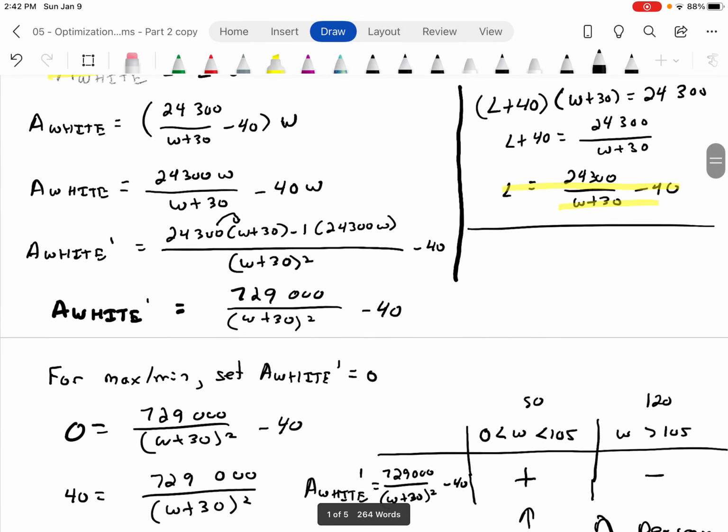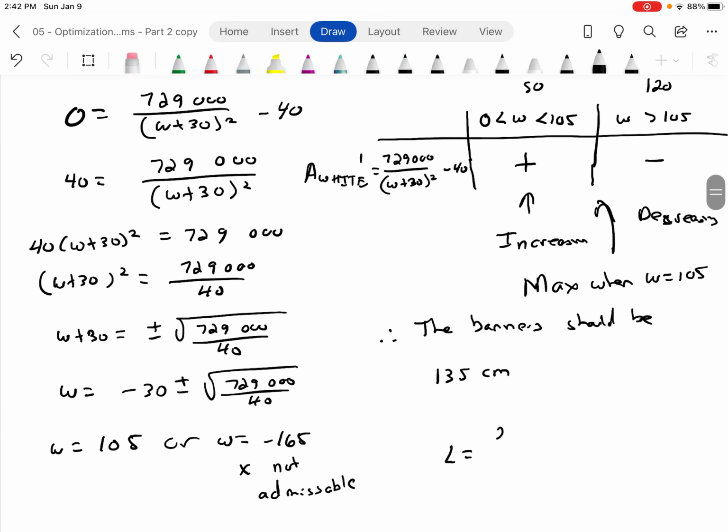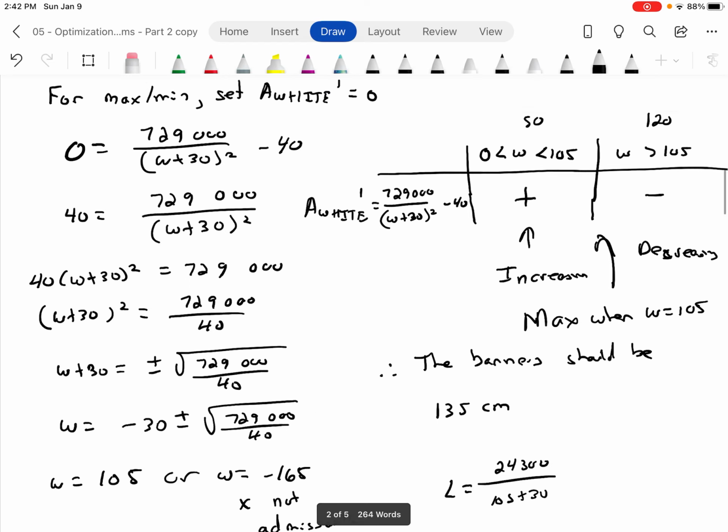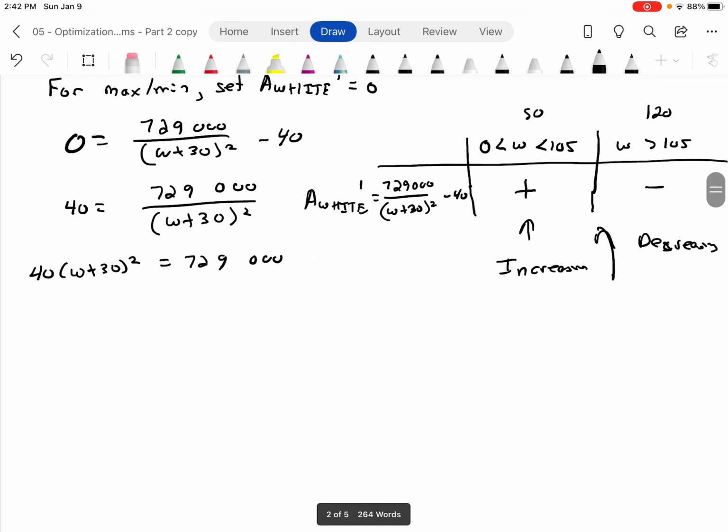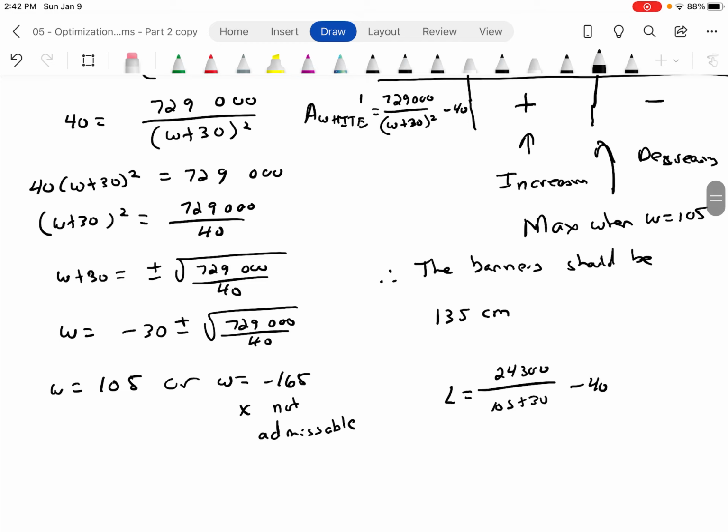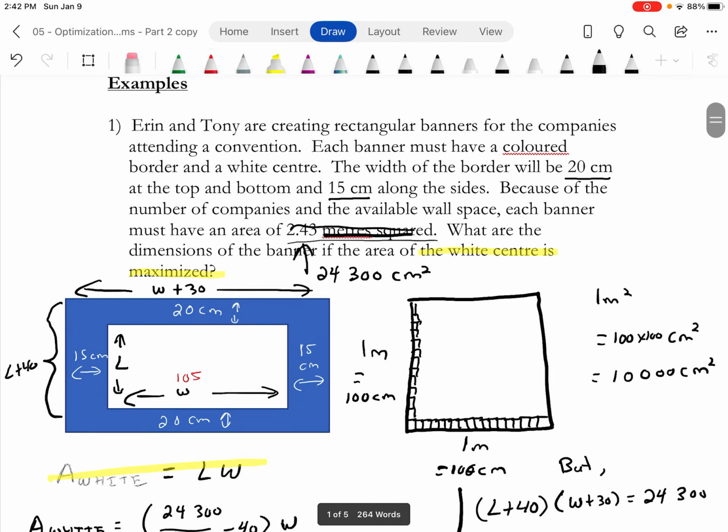L equals, what was it? 24,300 over 105 plus 30, minus 40. And if you type that in your calculator, I think you'll get an L of 140, which is awfully tempting to write in there, but that 140 is this L here.